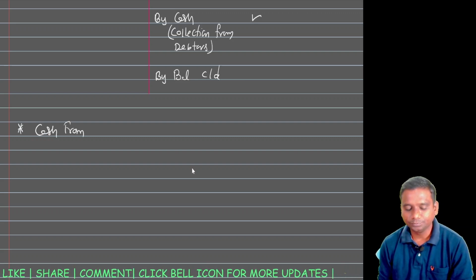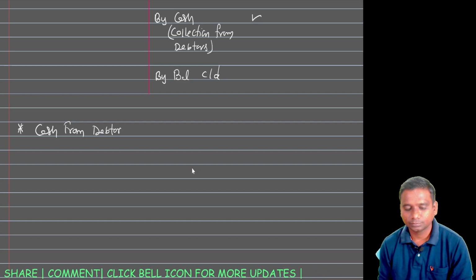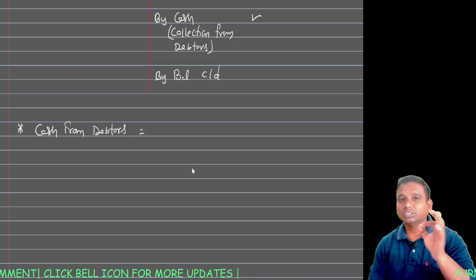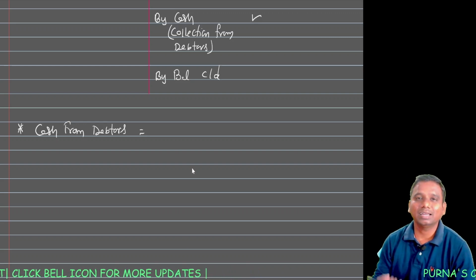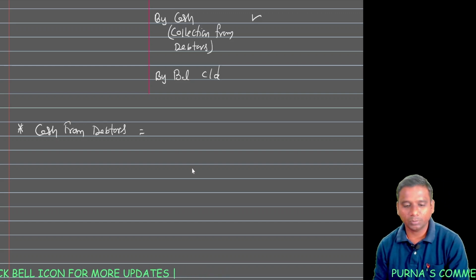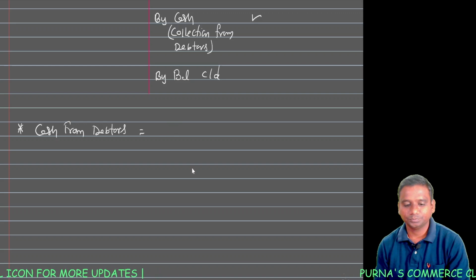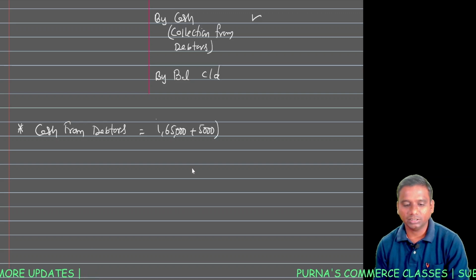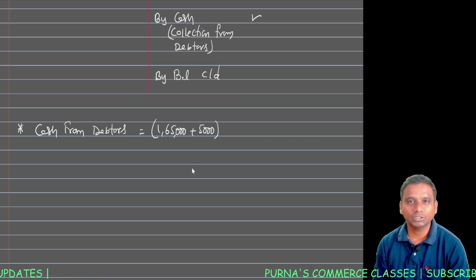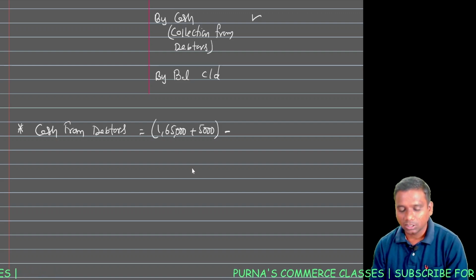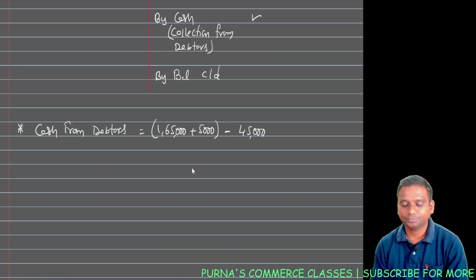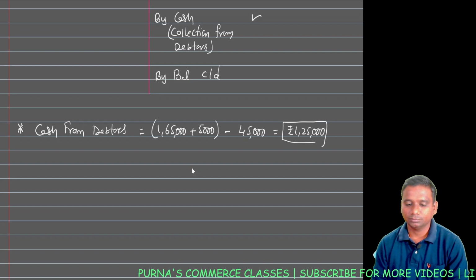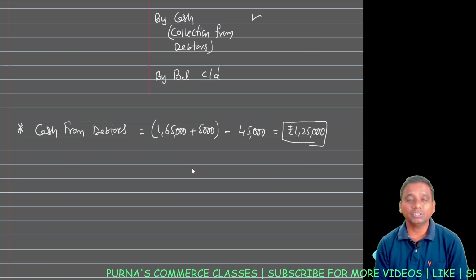For that we have a simple technique. Who will collect cash from debtors? The branch. Okay. How much amount did the branch remit to head office? Can you tell me? Total amount remitted 1,65,000 plus 5,000 in transit. This is the total amount remitted by the branch. Out of that, deduct cash sales. What is the remaining? 1,25,000.